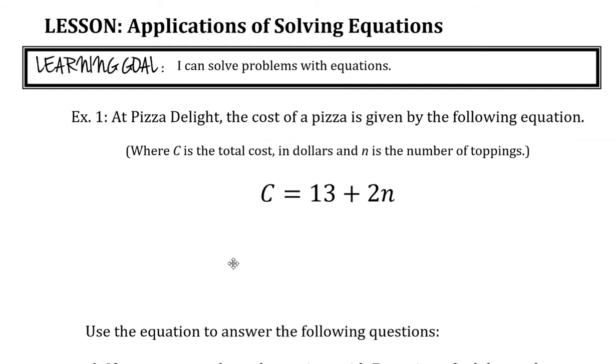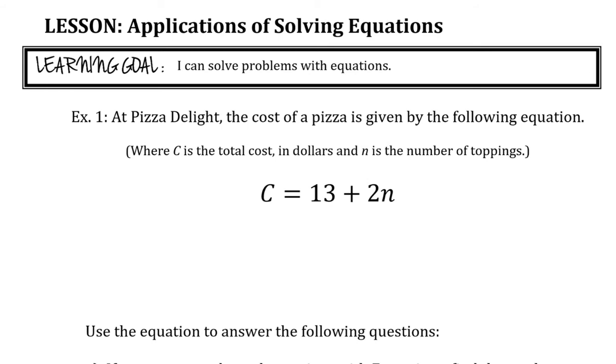Pizza Delight is a pizza shop. Cost of a pizza is given by the following equation. So in this question, the equation is given to us, and it says the total cost is capital C, so we can see that in the equation there. And N, which we can see in the equation there, is the number of toppings. Okay, so this makes sense. The relationship here is the more toppings you put on your pizza, the more expensive it's going to be.